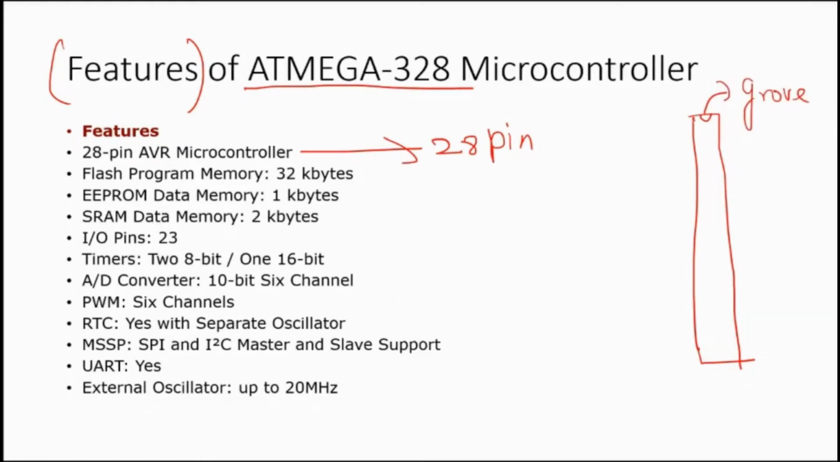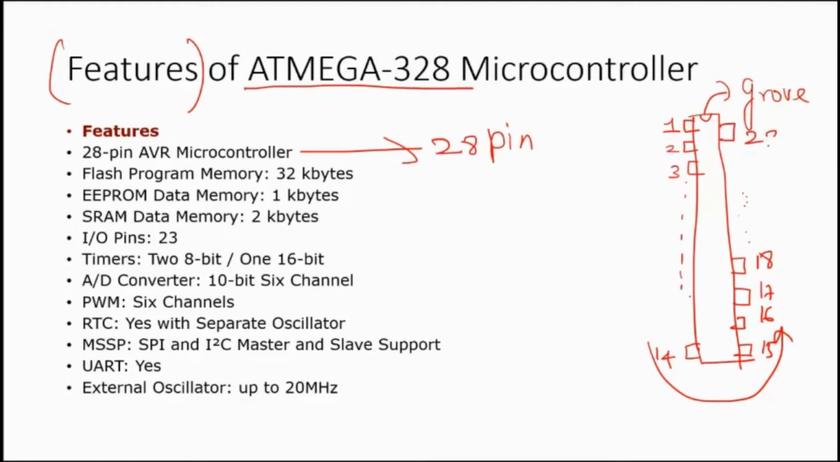So, to the left of this groove, you will have a small dot that signifies pin number 1. Pin number 1, pin number 2, pin number 3, etc. Pin number 14. And the numbering continues from the bottom to top again. So 15, 16, 17, 18, and it ends at 28.